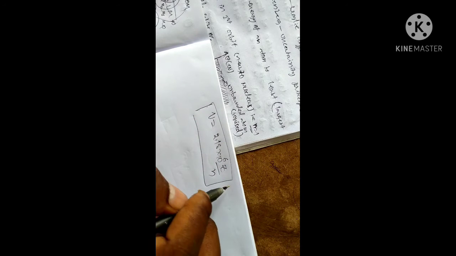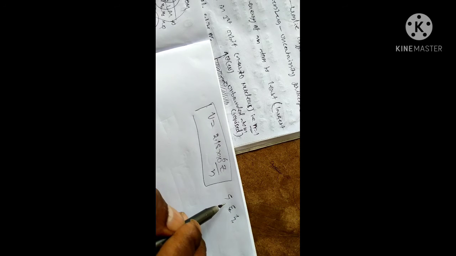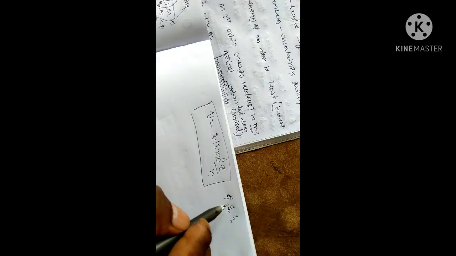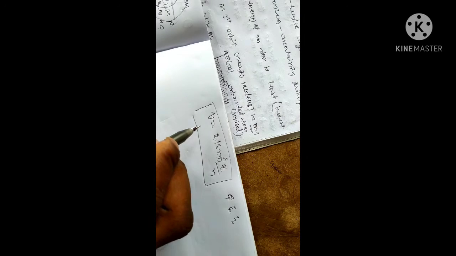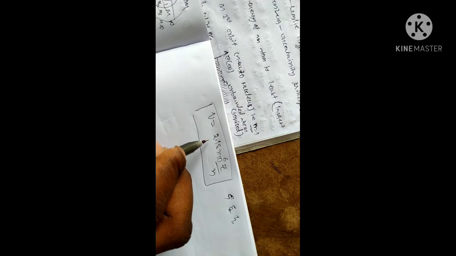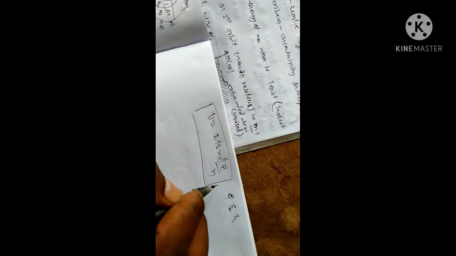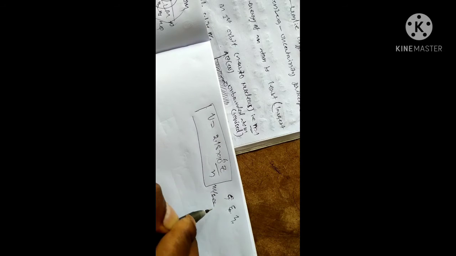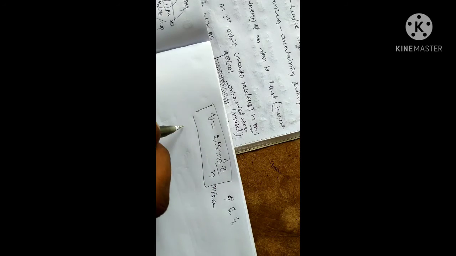Suppose you know the e value, epsilon naught, and h values and substitute them in the above equation. We get the velocity of the orbit v is equal to 2.18 into 10 to the power of 6 z by n. The units are meters per second. This is for the hydrogen atom.